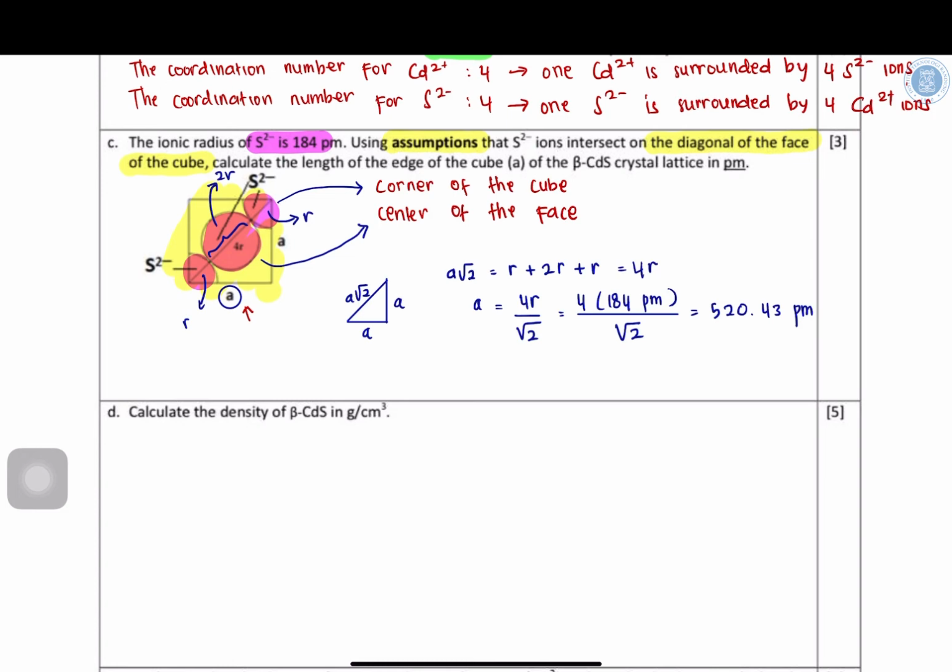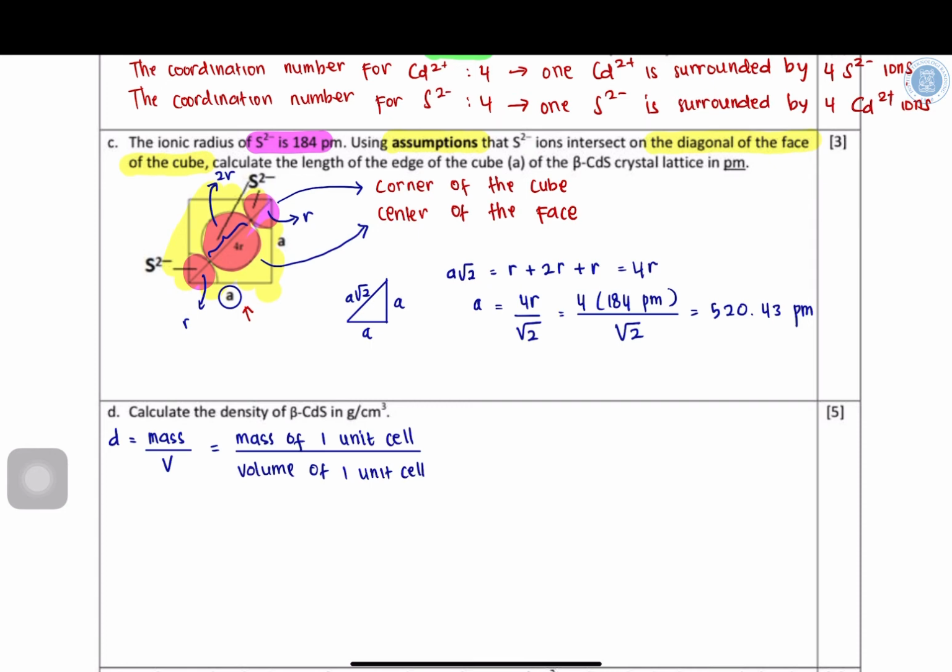Now to calculate the density in gram per centimeter cubed, gram is a mass and centimeter cubed is the volume. So we have the general formula to calculate the density, which is mass divided by volume. So what kind of mass? Specifically, this should be the mass of 1 unit cell divided by the volume of 1 unit cell.